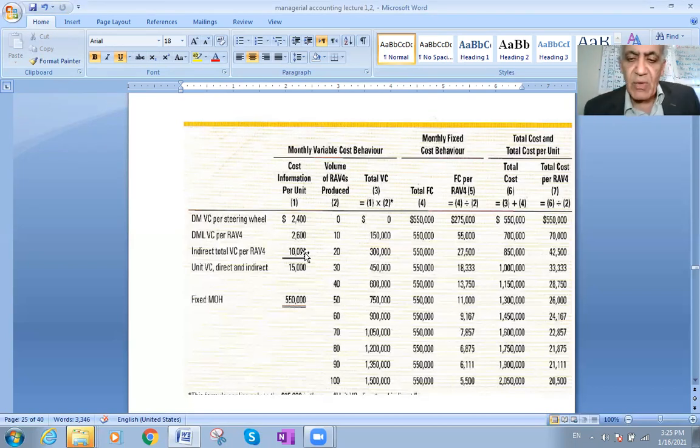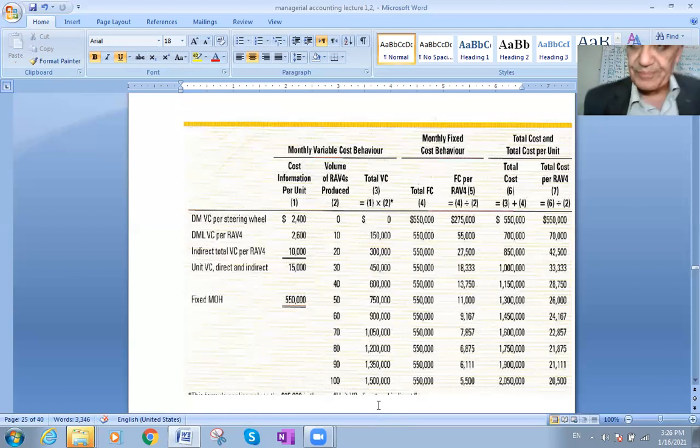So no problem. What you will do is multiply the volume of production. 0 by 15,000 will give me 0 total VC, meaning variable cost. 10 by 15,000 gives me 150,000. 20 by 15,000 gives me 300. 30 by 15,000 will give me 450. 40 by 15,000 will give me 600, and so on for the rest of the column.